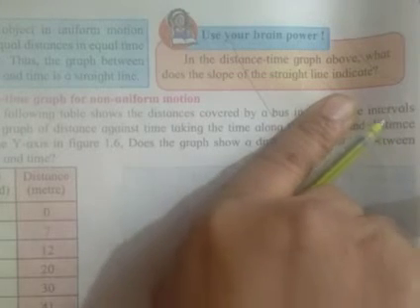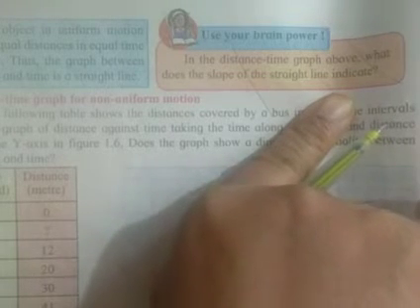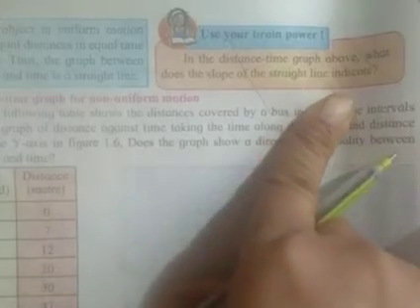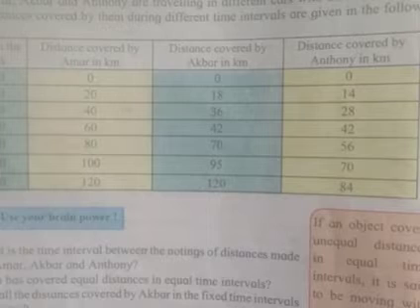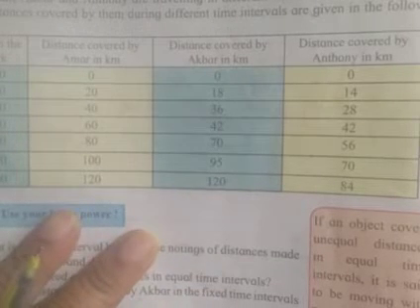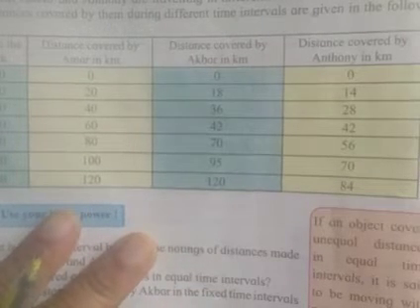Now here a question is there, use your brain power, though it is cancelled but you should know it. In the distance time graph above, what does the slope of the straight line indicate? As I mentioned to you just now, the slope of the straight line indicates the speed of the vehicle. So the speed here was 15, it was covering 15 meters in 10 seconds. Okay, so that means the speed of the previous graph was 1.5 meters per second.